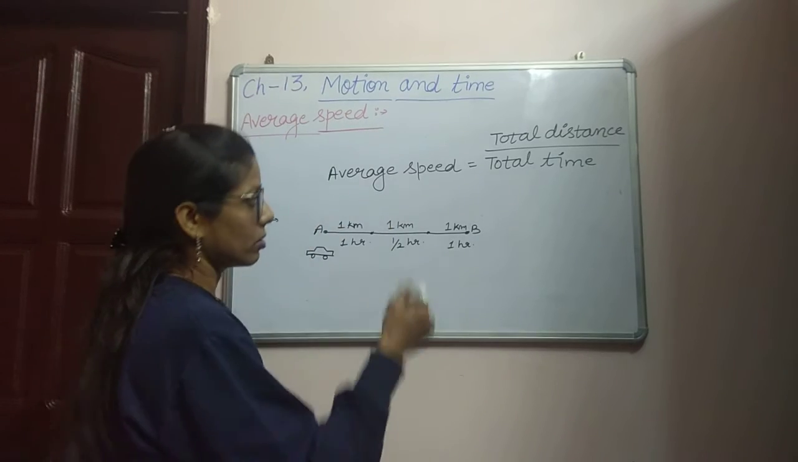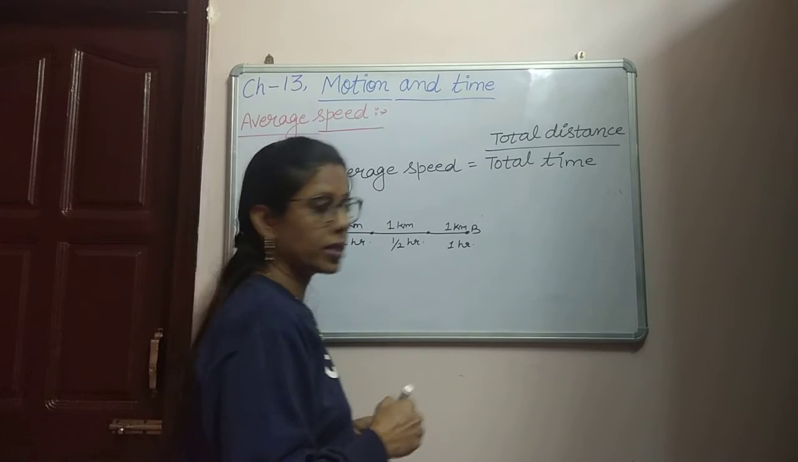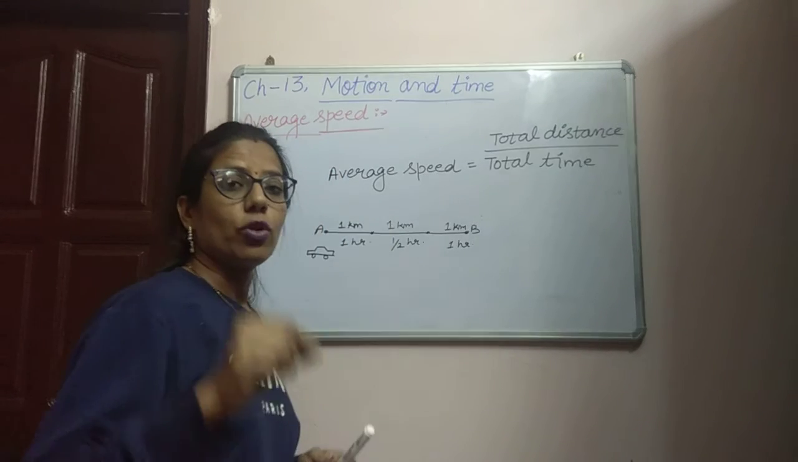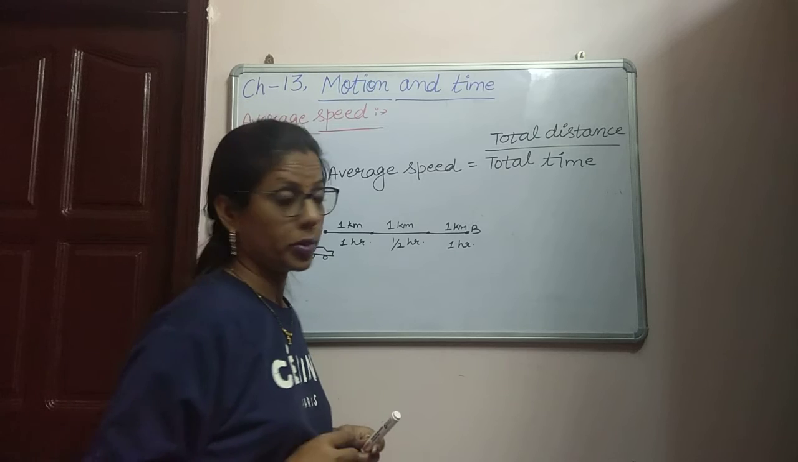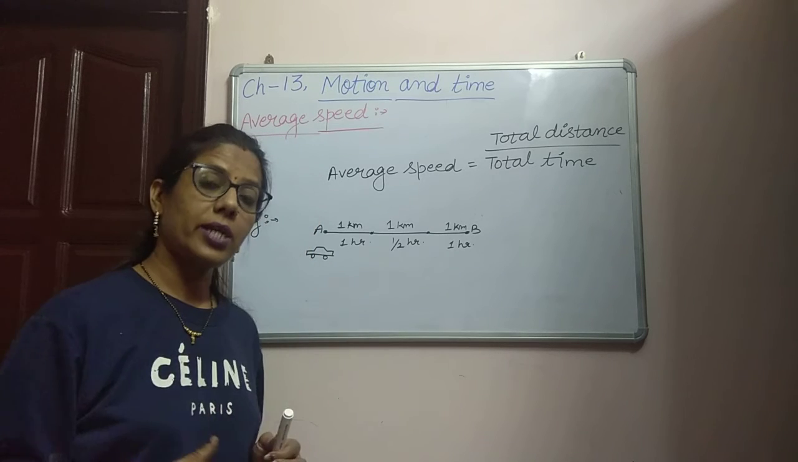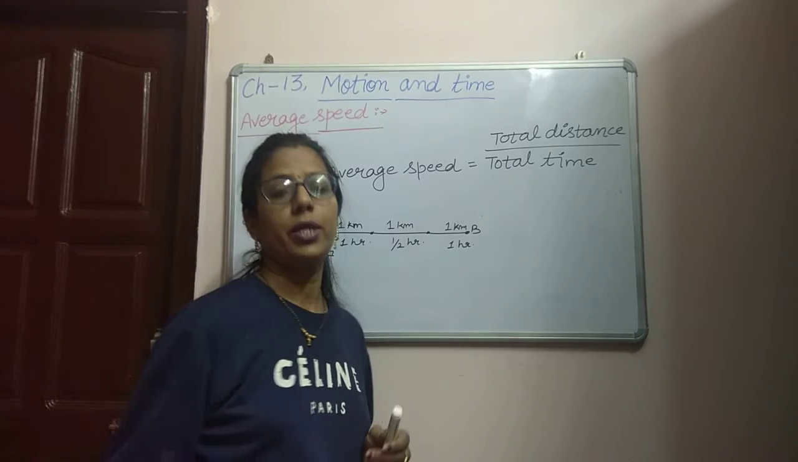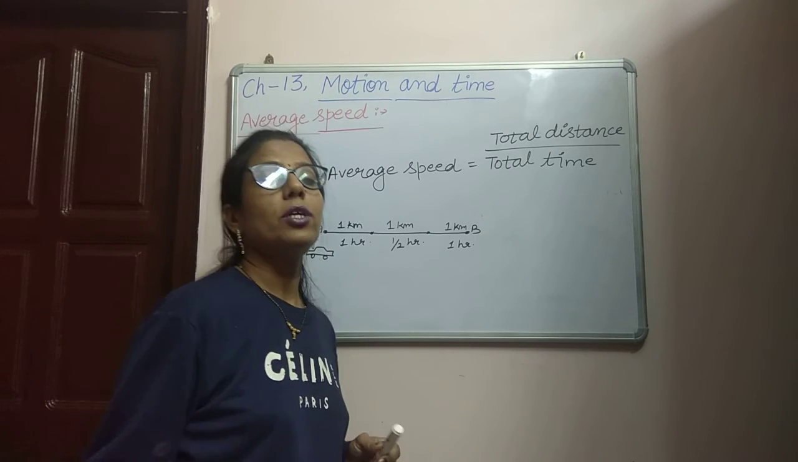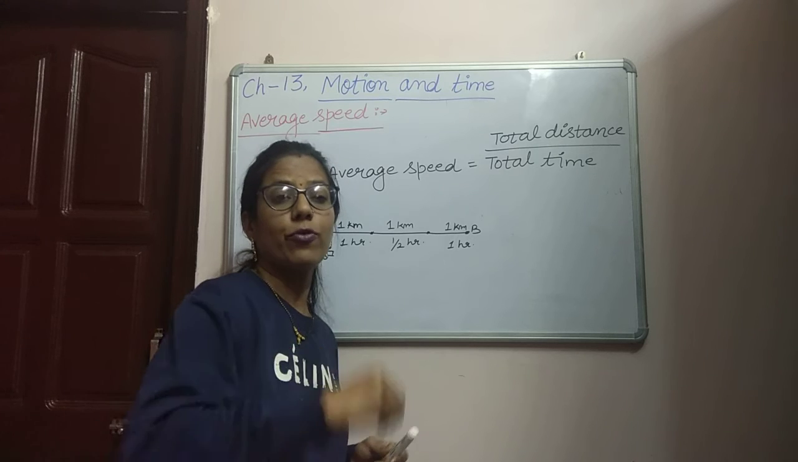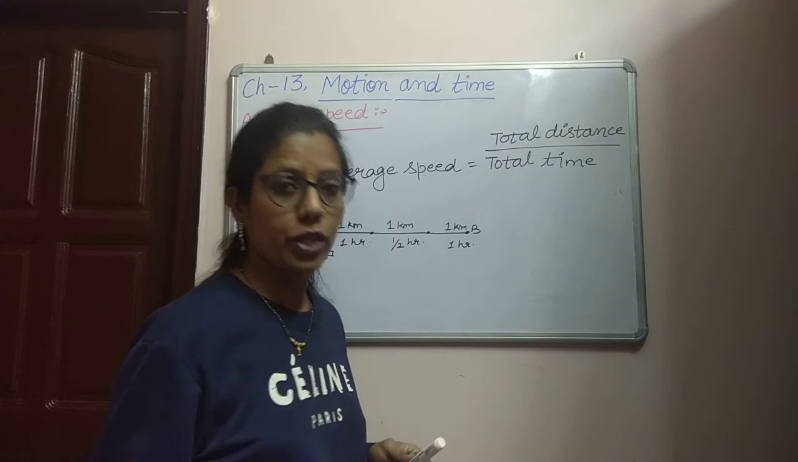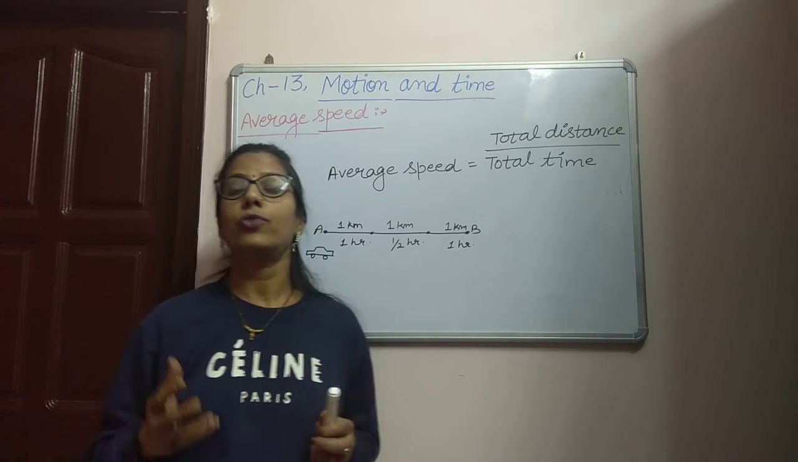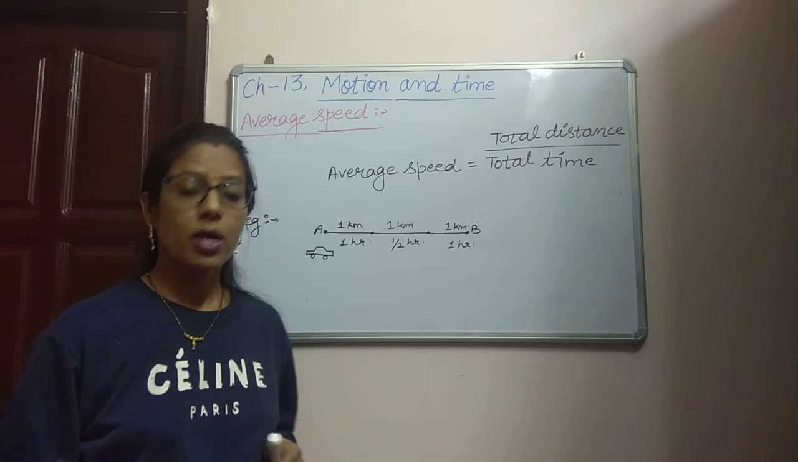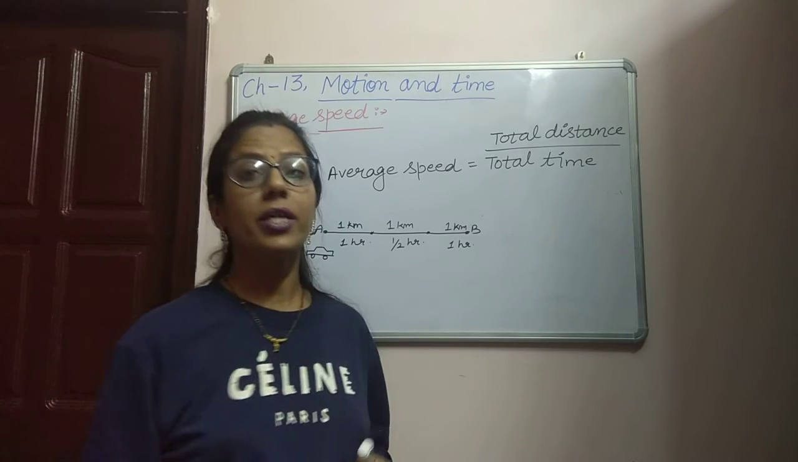So I will calculate the total distance. It means 1 kilometer, 1 kilometer and 1 kilometer. And I will calculate the total time. It means 10 minutes, 20 minutes and 5 minutes. It means the total distance for reaching from one point to another point is 3 kilometers and total time is 25 minutes. Now I can calculate the average speed.